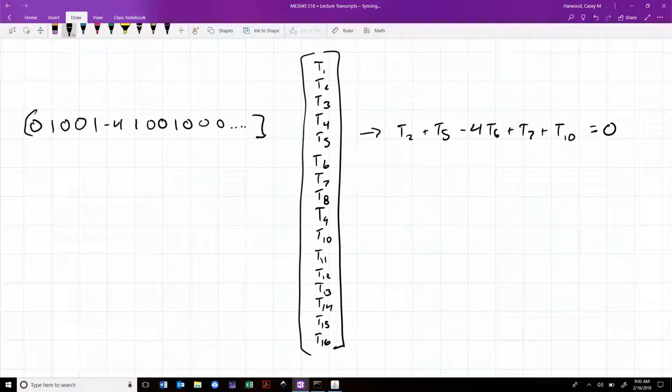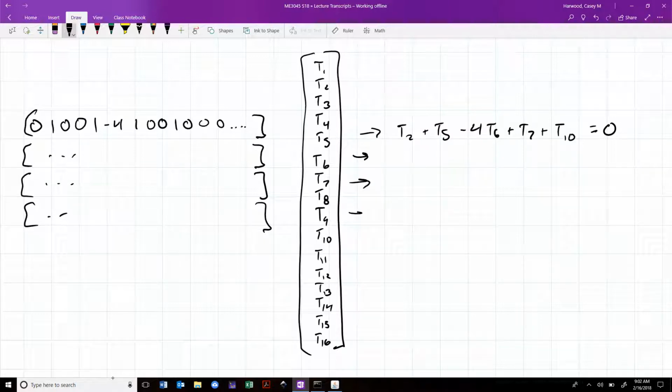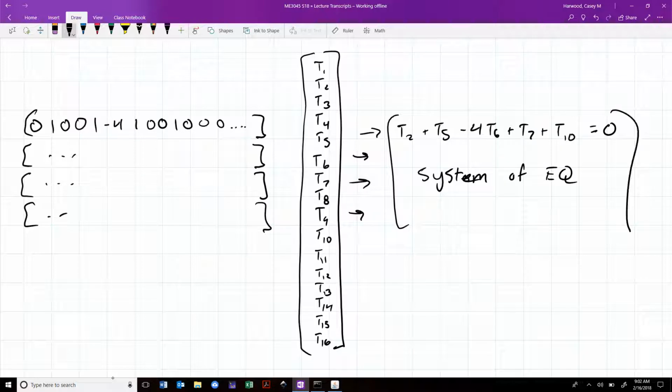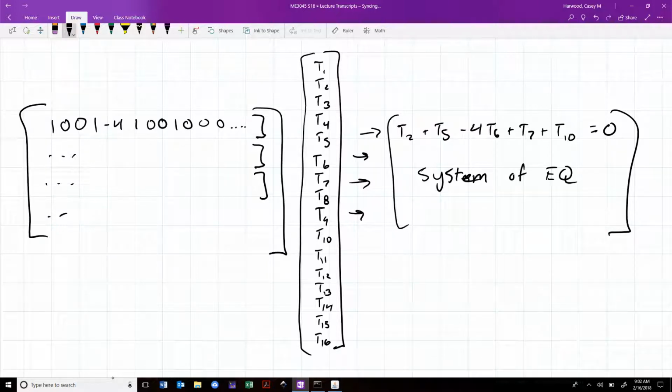So rather than writing our system of equations equation by equation, we can instead write it in a vector format, where each row is filled with coefficients, and that is going to lead to our system of equations. Or we can simply do away with this idea of writing them separately and write it as one big matrix.